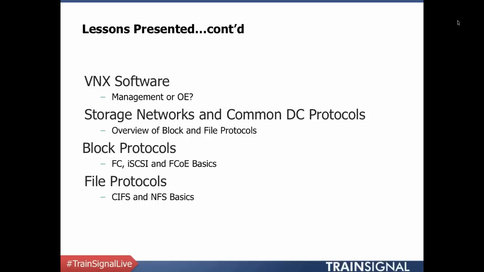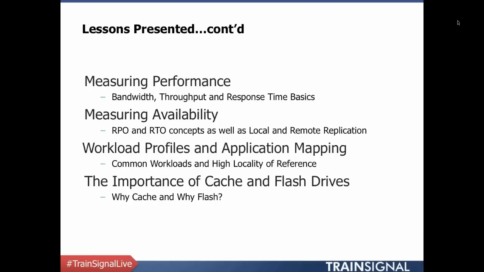And then we'll focus on block protocols, your FC and iSCSI, your Fibre Channel or Ethernet. By the way, FC is Fibre Channel. Then we'll get into file protocols, CIFS and NFS basics. And the last 4 here: measuring performance, measuring availability, workload profiles and application mapping, and the importance of cache and flash drive, which is hugely making a shift in our industry from a storage perspective, that we'll go over. So that's the course in a nutshell.